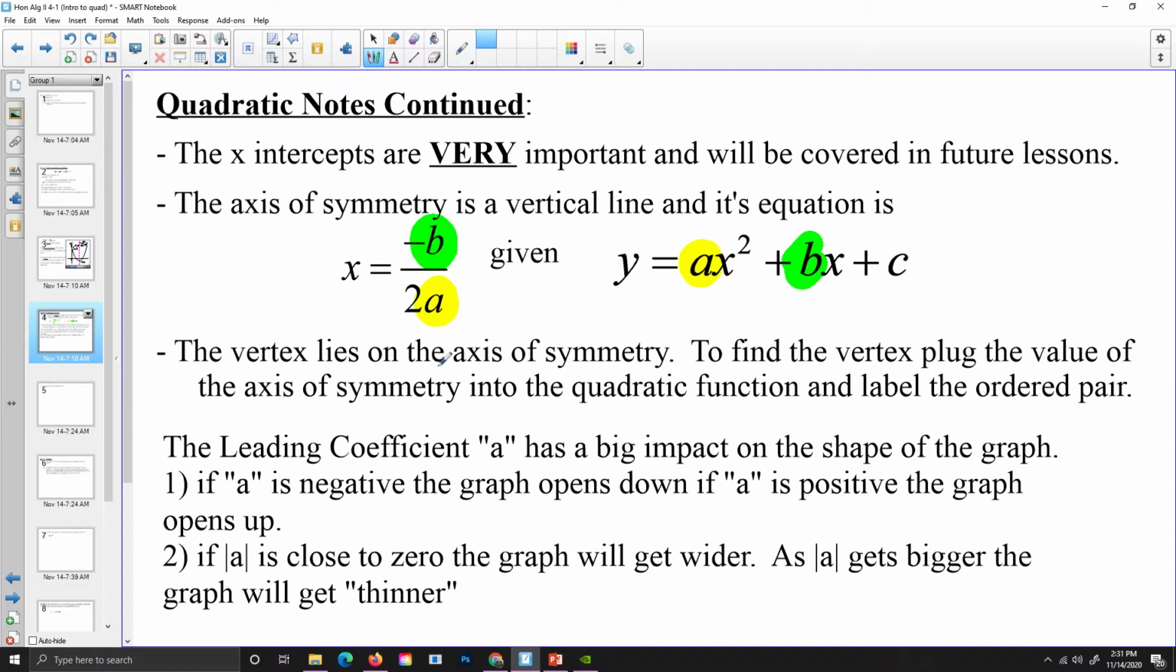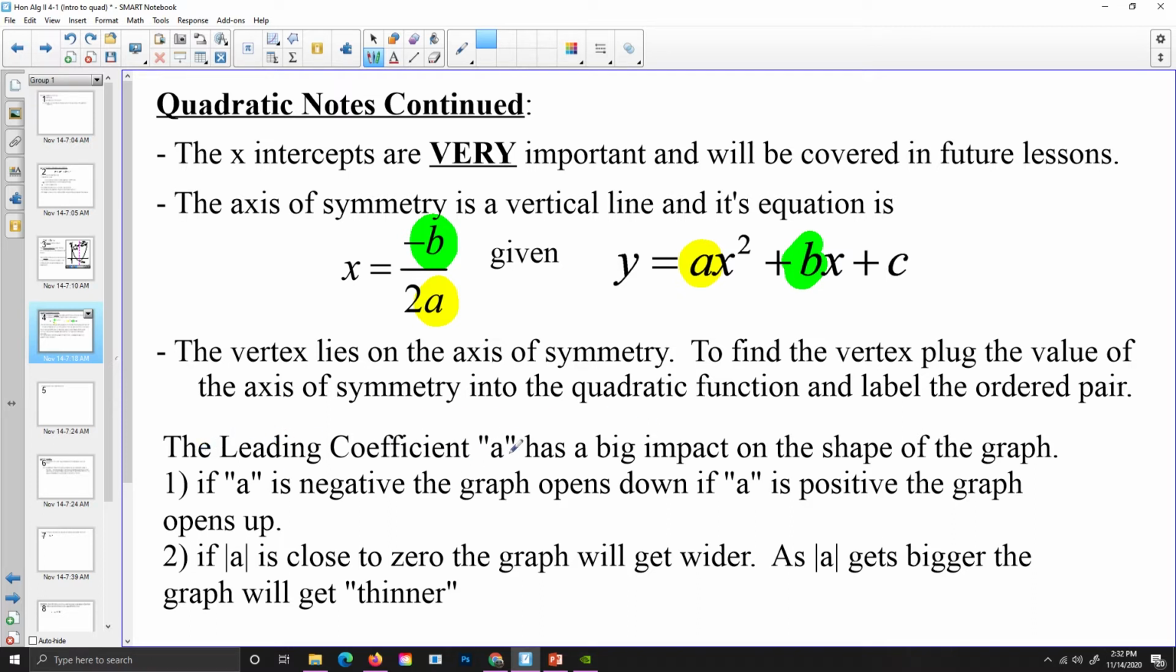The vertex lies on the axis of symmetry, so if you want to find the vertex, you're going to plug the value of the axis of symmetry into the quadratic function and label the ordered pair. So when I figure out what this value is, I plug that back into here. That'll give me the y value that corresponds to it, and I will show you that in an example shortly.